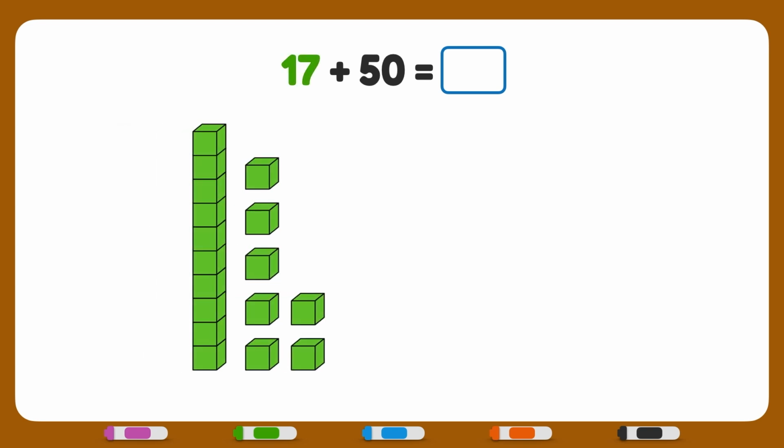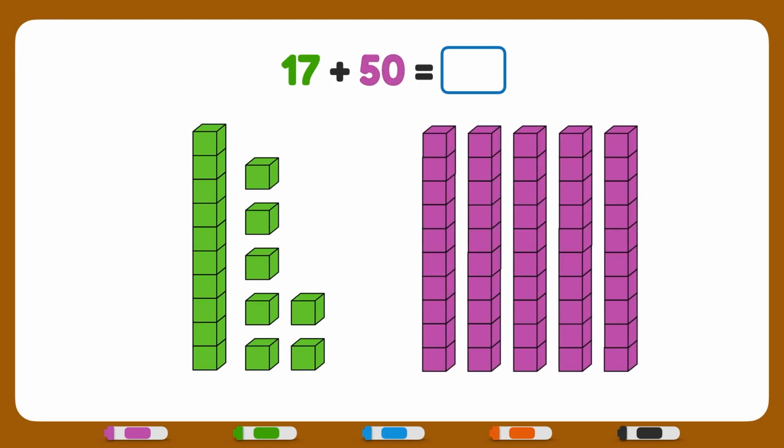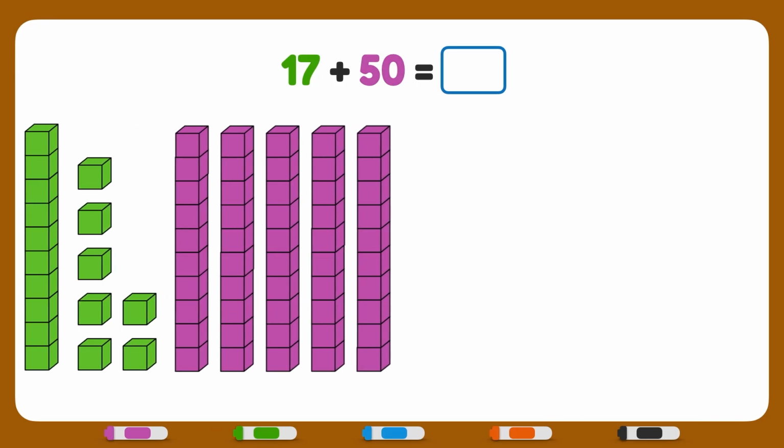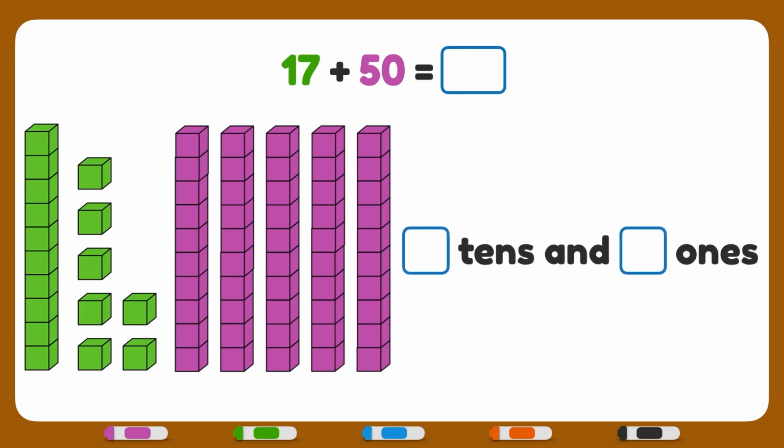Let's try one more. What is 17 plus 50? We'll show this using blocks. 17 is made up of 1 10 and 7 1s. 50 has 5 10s and no 1s. Let's count up our 10s first. 17 has 1 10 and 50 has 5 10s. 1 10 plus 5 more equals 6 10s in all.